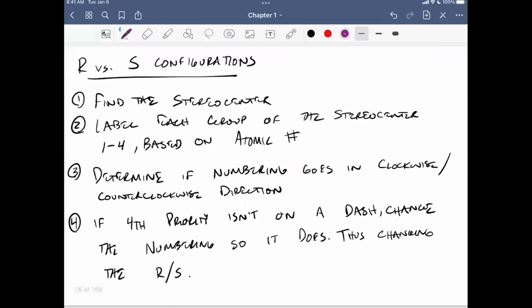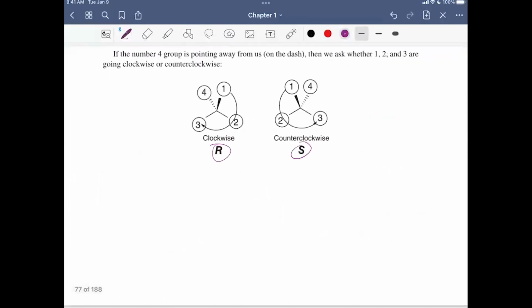So we did that. This part is really important right here, this 4th step: if your 4th priority is not on a dash, you really have to change that numbering around, and you have to search around whatever's connected to it. And that also changes the R versus S. We'll get into a few examples on that. And remember, clockwise R, counterclockwise S.